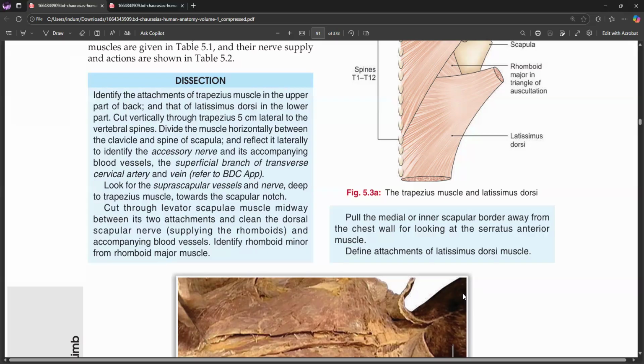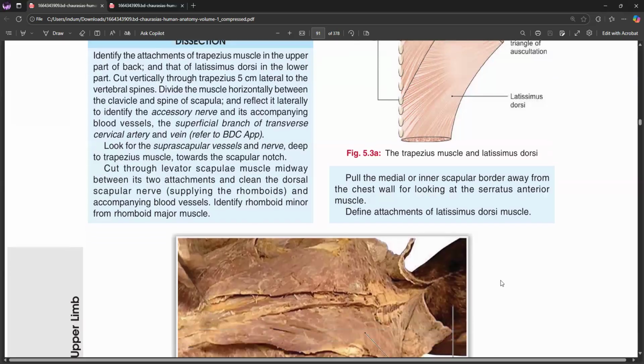Cut through levator scapulae muscle midway between its two attachments and clean the dorsal scapular nerve, supplying the rhomboids, and accompanying blood vessels. Identify rhomboid minor from rhomboid major muscle. Pull the medial or inner scapular border away from the chest wall for looking at the serratus anterior muscle. Define attachments of latissimus dorsi muscle.